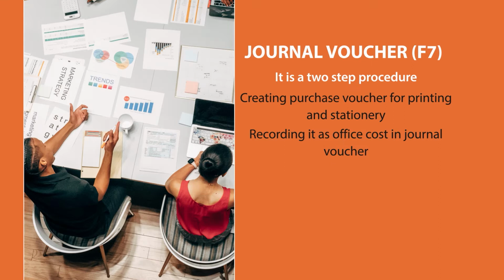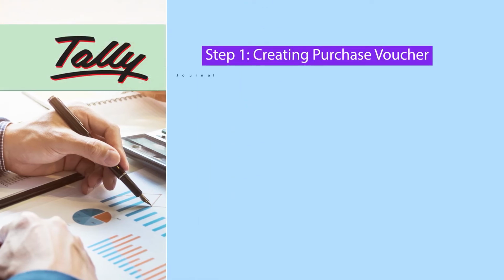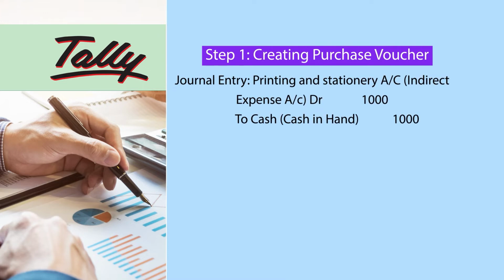office cost. Before starting with the entry in the voucher, one should prepare the printing and stationery account and office cost account in accounts info in Tally. Both will come under the indirect expenses group. Now let us start creating the purchase voucher as step 1. Journal entry: printing and stationery account debit 1000 to cash, because payment will be done for printing and stationery. Now let us go to the voucher creation.